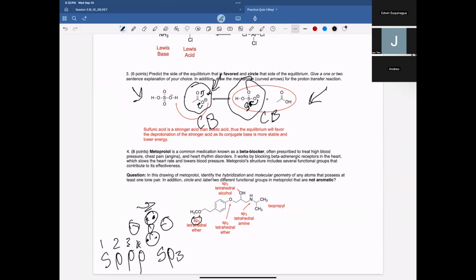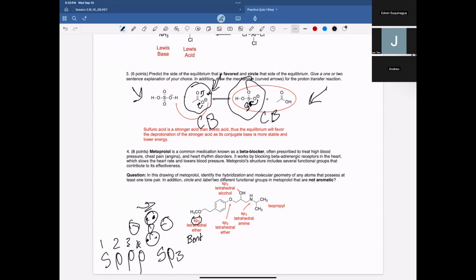But do we know the molecular geometry of that? Does anyone have an idea? What shape is that oxygen? It is bent.